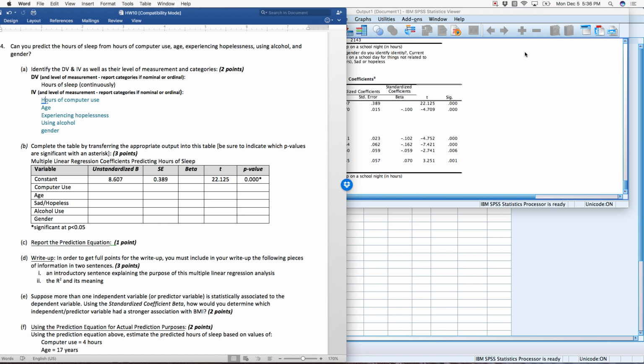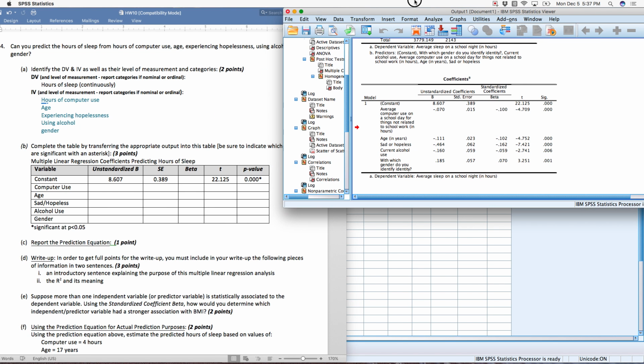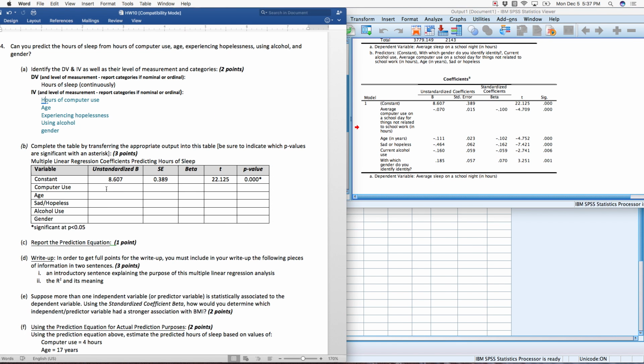So to transfer this output over to part B, I started with the first constant row. So you put the B value of 8.607 in the first spot, then 0.0389. There's no beta value for the constant, so you skip that. Then your T is 22.125 with a P value of 0.000.